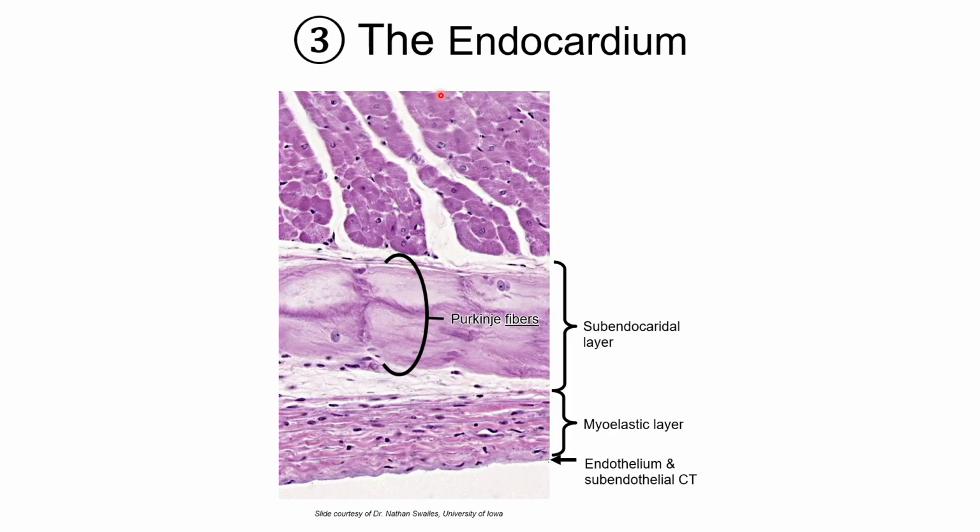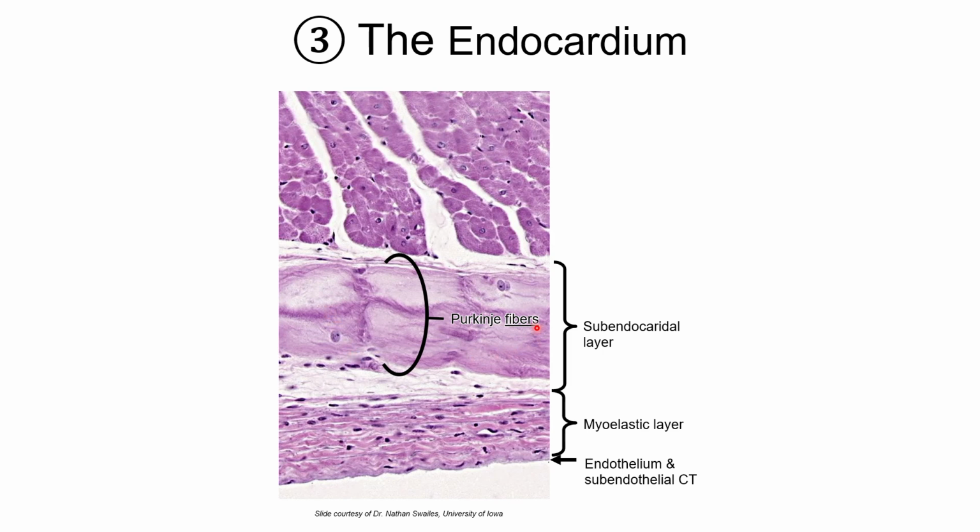So this is another view of the endocardium, showing us the endothelial lining, the myoelastic layer, connective tissue, then the subendocardial layer, which contained the Purkinje fibers. These large cells with nuclei are the Purkinje.